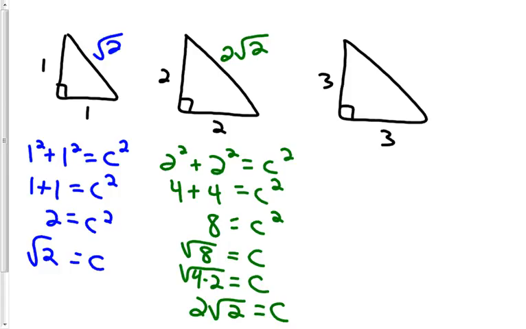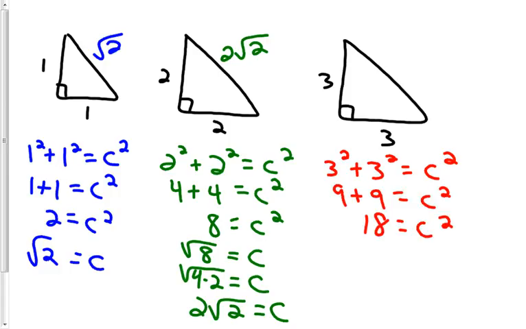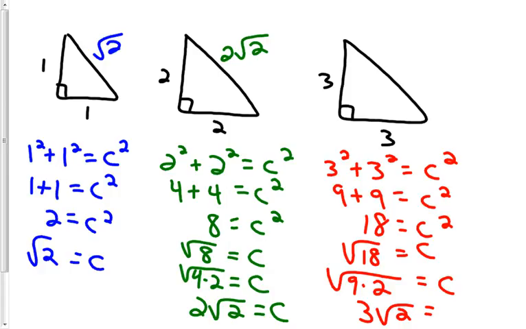In our third example, an isosceles right triangle with legs equal to 3. So again, apply the Pythagorean theorem. 3 squared plus 3 squared equals c squared. 9 plus 9 equals c squared. 18. Take the square root of both sides. Simplify the square root of 18. 9 times 2. Square root of 9 is 3. 3 square roots of 2.